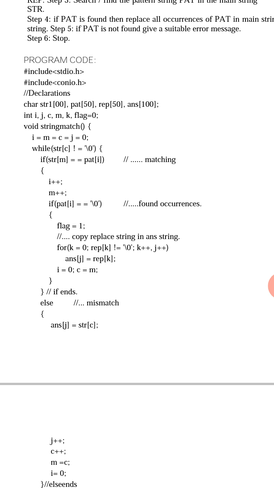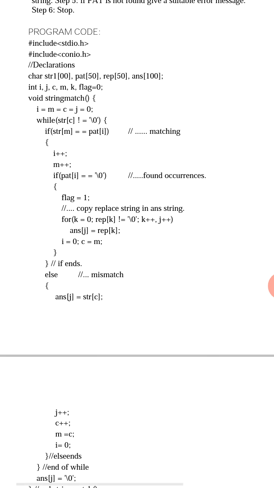Integer type I, J, C, M, K, and initially the flag value is initialized to 0. And if you observe, all these variables are declared globally. It indicates that I can make use of these variables throughout my program.